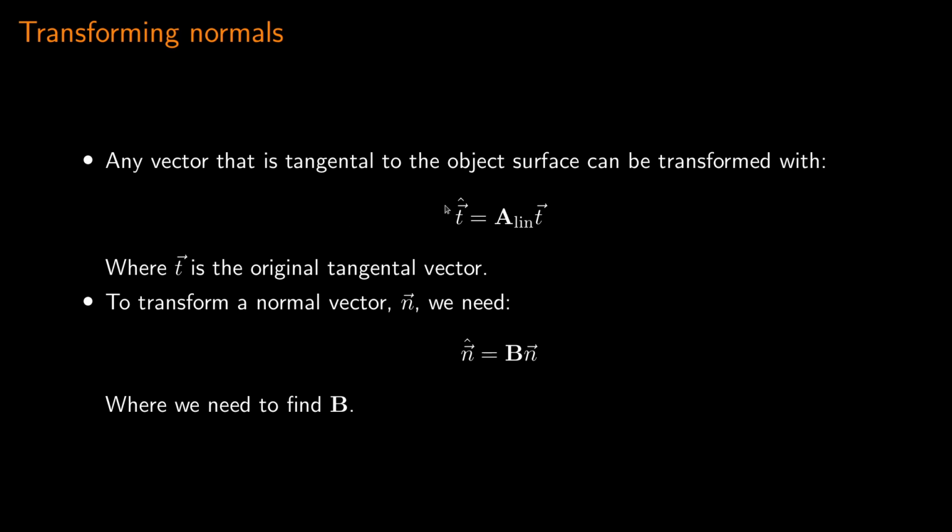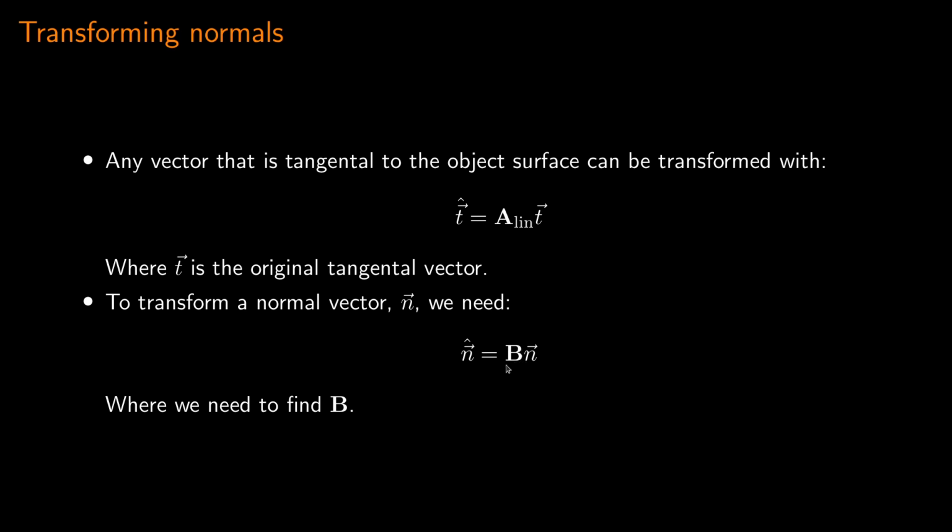What we've seen is that any vector that's tangential to the object surface can be transformed simply by multiplying it by A-lin, okay? And that will give our transformed tangent, okay? And t there is the tangential vector. But to transform a normal vector, we know that we need something else. We've seen that it doesn't work if we just apply A-lin, or A, so we need something else.